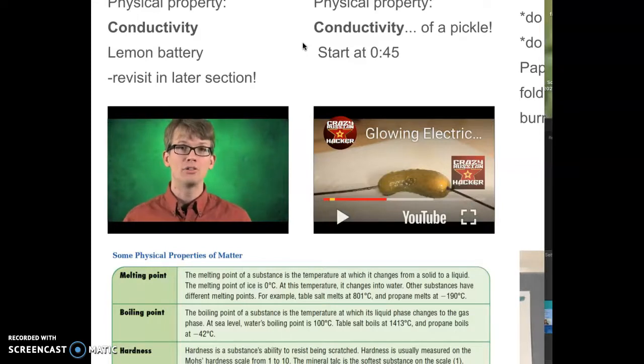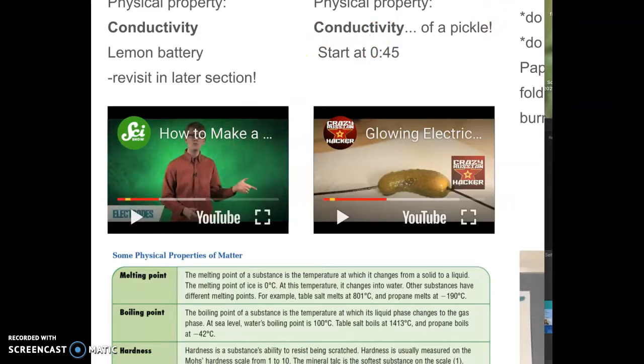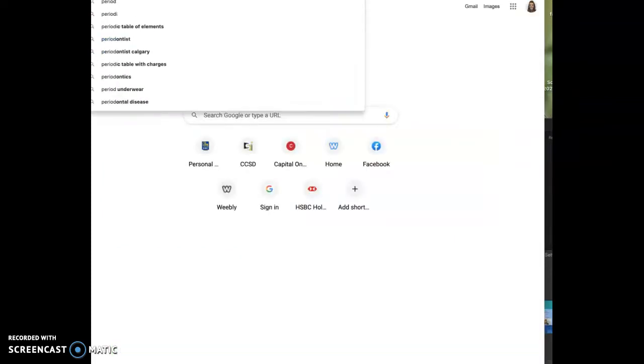So if you put them in a block of wood, nothing would happen. Okay, it doesn't conduct electricity because it's an insulator. And the metals, okay, let me grab you a piece of periodic table here quick. Periodic table.